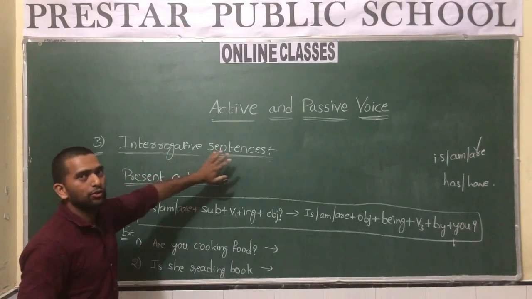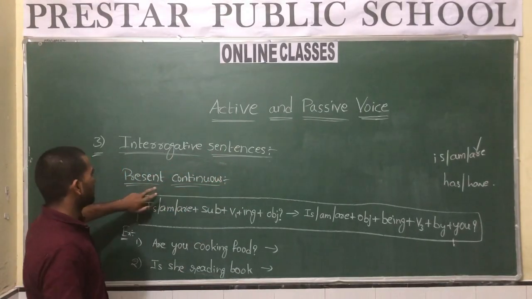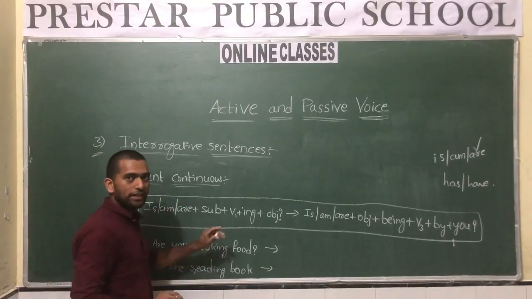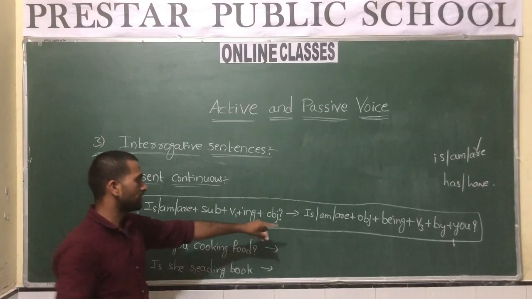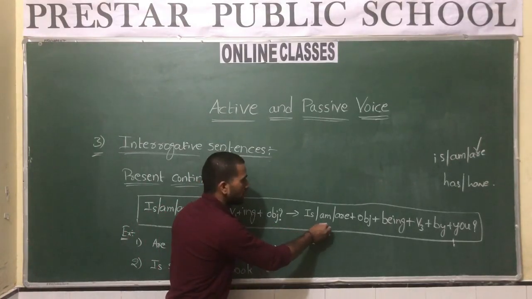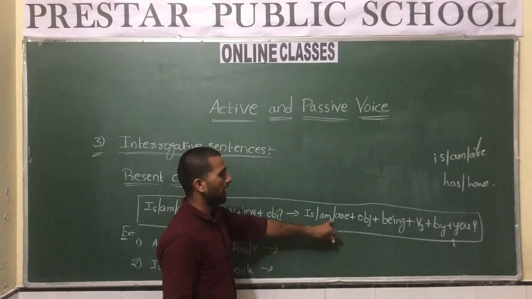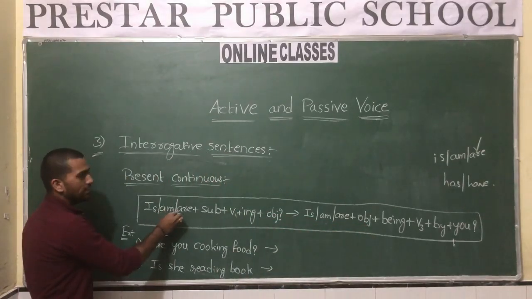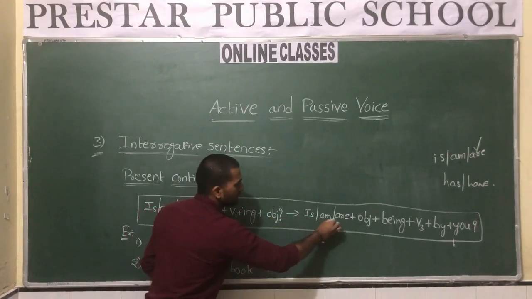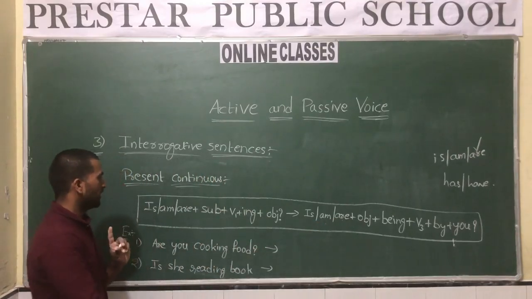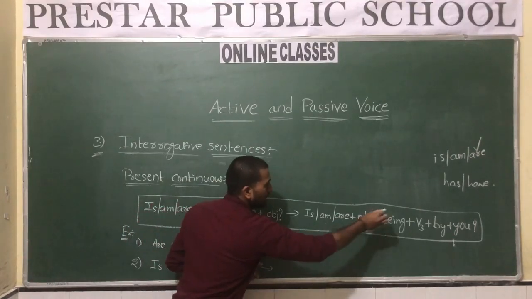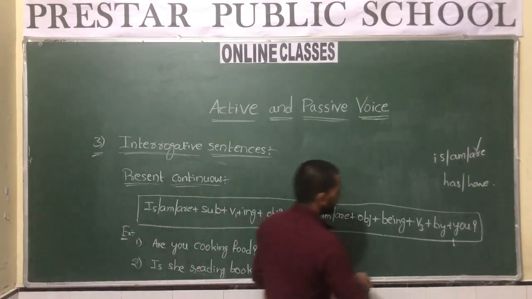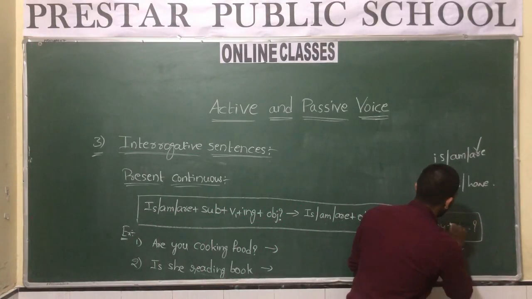In an interrogative sentence, if the sentence is in the present continuous tense, then the passive voice follows the given structure. See here: is, am, are plus object. Here is, am, are, and here also is, am, are in present continuous. Next, object and subject replace their positions. Sorry, here it is the subject.